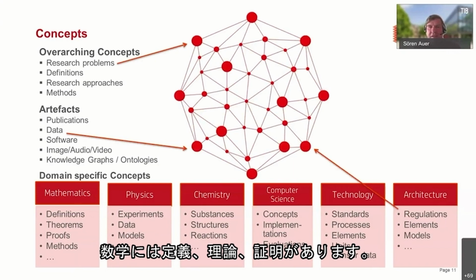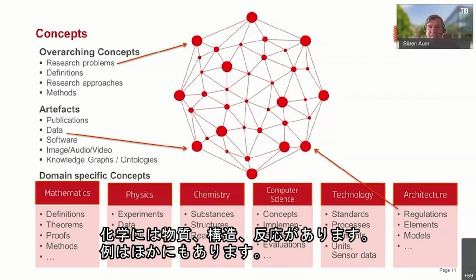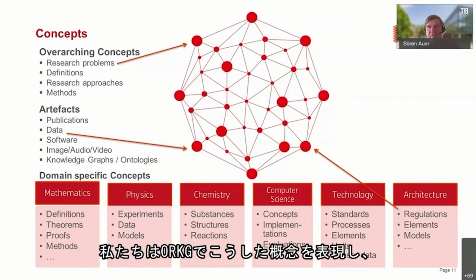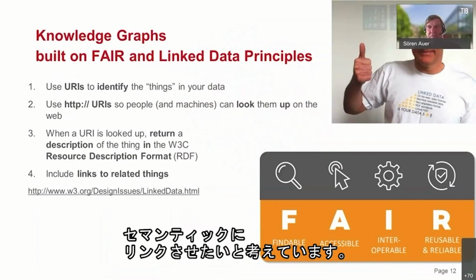In mathematics, you have definitions, theorems, proofs. In physics, experiments, data, and models. In chemistry, substances, structures, reactions, and so on and so forth. And we would like to describe these concepts and link these concepts semantically in the Open Research Knowledge Graph.